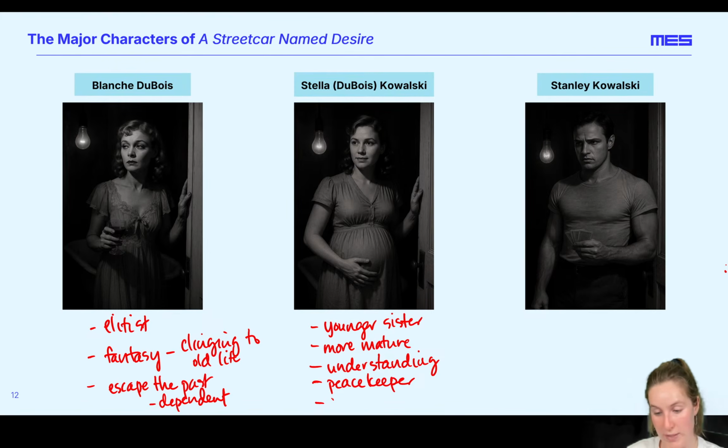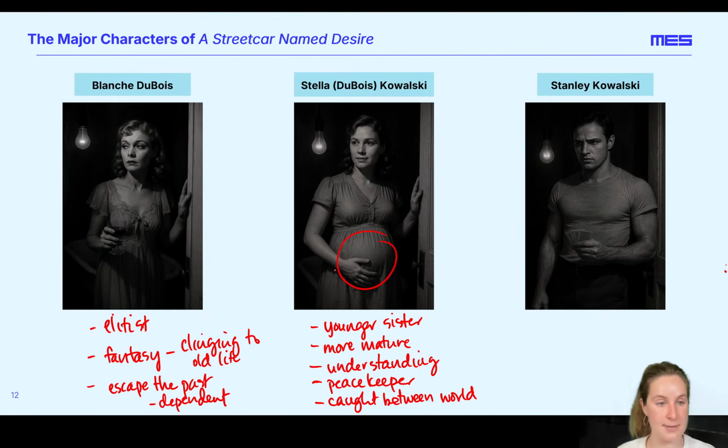And she's caught between these two worlds. But as we also know, she is pregnant, which means that this is going to add another element of this next generation, right? If we're thinking about women being pregnant in plays or in literature, there is, of course, a different and an extra additional meaning rather than just the biology of it.